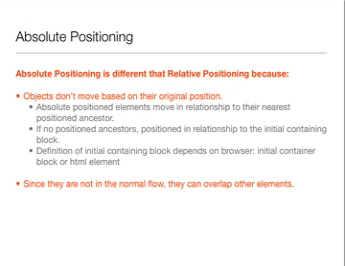Because they are out of the normal flow and don't have an original position, objects don't move based on their original position, like they do in relative positioning. Absolute positioned elements move in relationship to their nearest positioned ancestor. If no positioned ancestors exist, then they are positioned in relationship to the initial containing block.